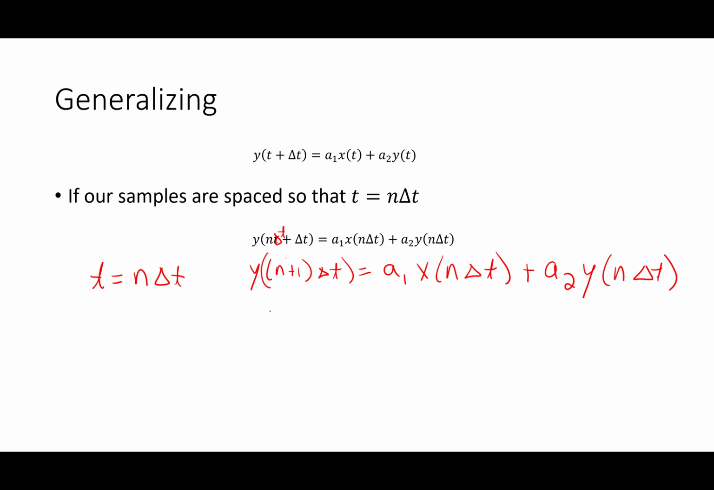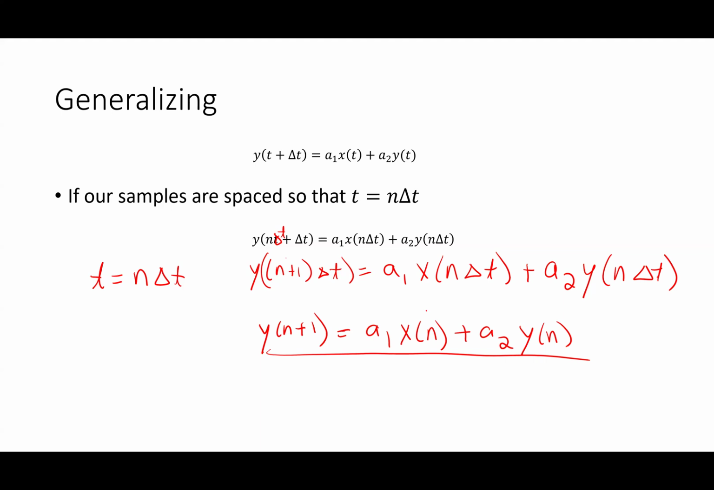I can just say that y of n plus 1, the next value of the vector, is equal to whatever x is now plus some combination of whatever y is now. This is basically the discrete time version of that statement. What am I saying? I'm saying the next value in the vector is related to the current value of the input and the current value of the output.